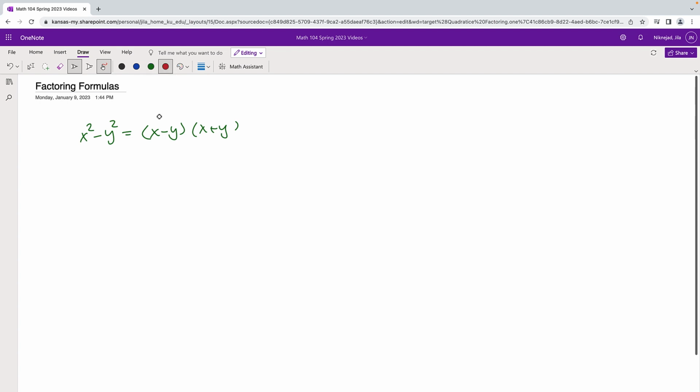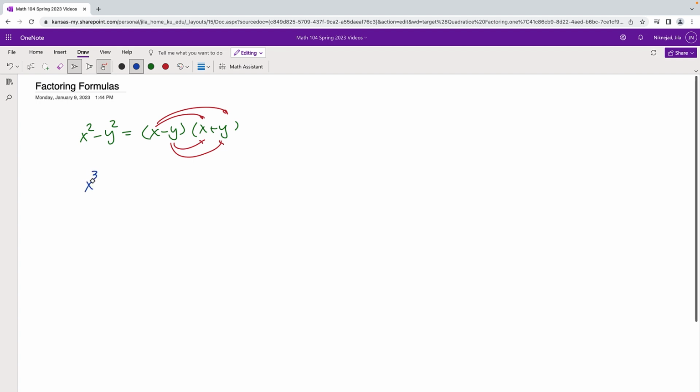You can check this by basically foiling it out and realizing that there's a negative x times y and a positive x times y. And so that's one of them that we have to always remember.